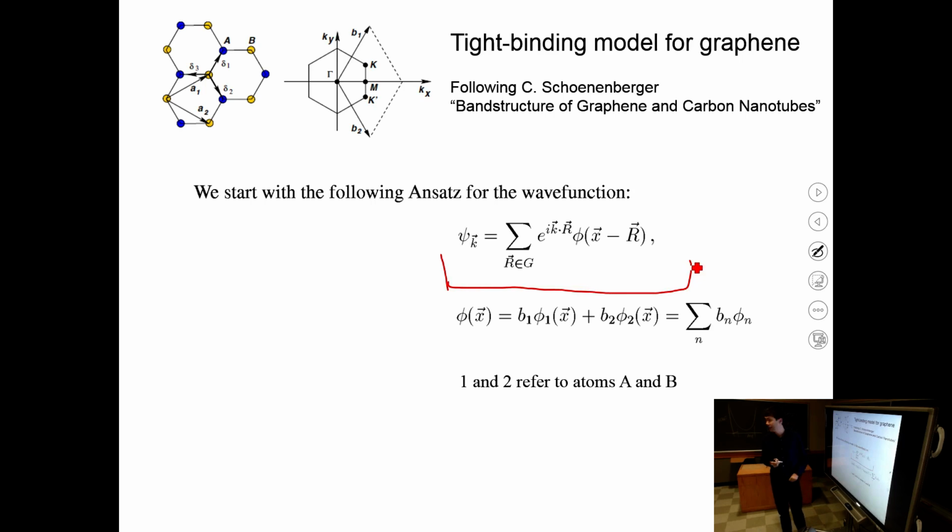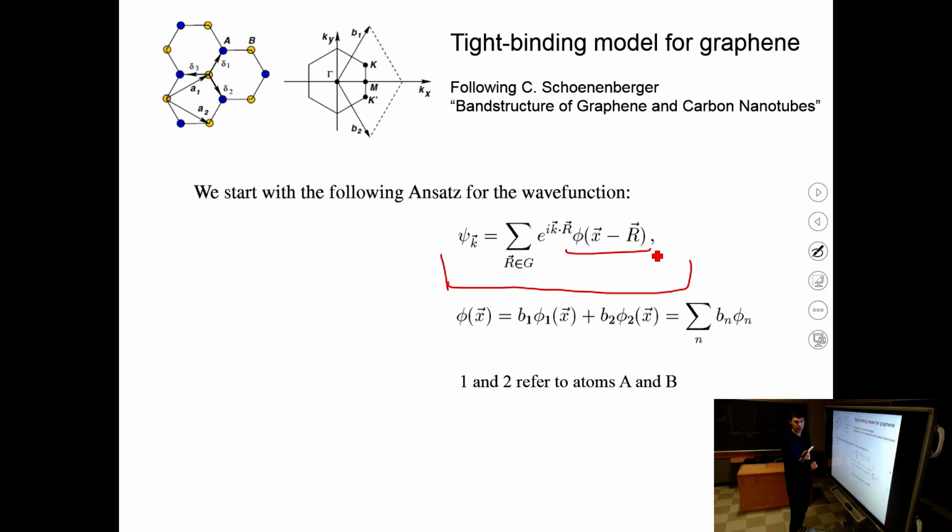So this is a collection of plane waves. You should be comfortable with this kind of construction from previous examples. And this includes a k vector. R are the vectors in real space, so they belong to G, which is, I guess, the graphene lattice. That's what it means by G here. And there is this function, which comes from the orbitals.